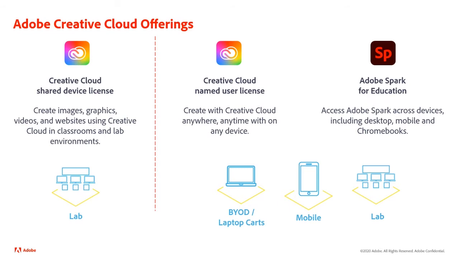But that also gives the user the rights to install it at home on their own devices. And it gives you access to all of the mobile apps as well. If you have a shared device license, you don't have access to the mobile apps because they're linked to a named user. With the shared device license, to get access to Creative Cloud files and cloud documents, they need to have Spark assigned. That gives them the storage in the cloud services.